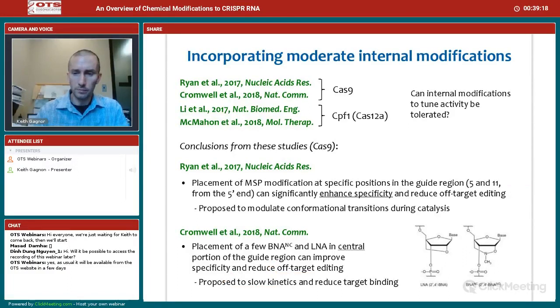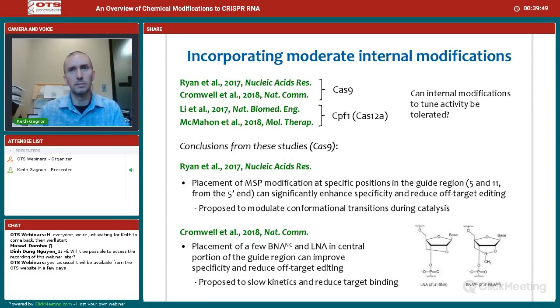Cromwell et al. looked at bridge nucleic acids, and also locked nucleic acids, and they found that if you put these, and they often had 2 or 3 contiguous next to each other, in the central portion of the guide region, you can actually improve specificity and reduce your off-target editing. They also did some single molecule studies and proposed that the enzyme kinetics were slowing down, and this was reducing target binding, which was providing that little window of specificity.